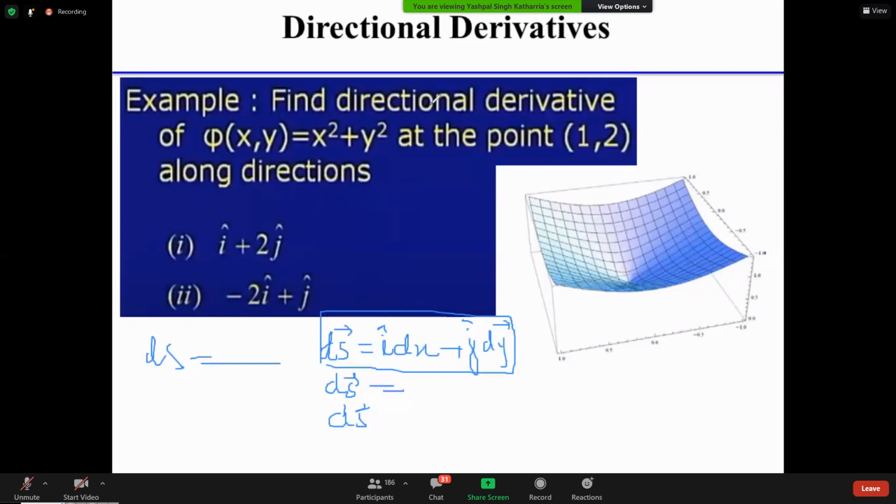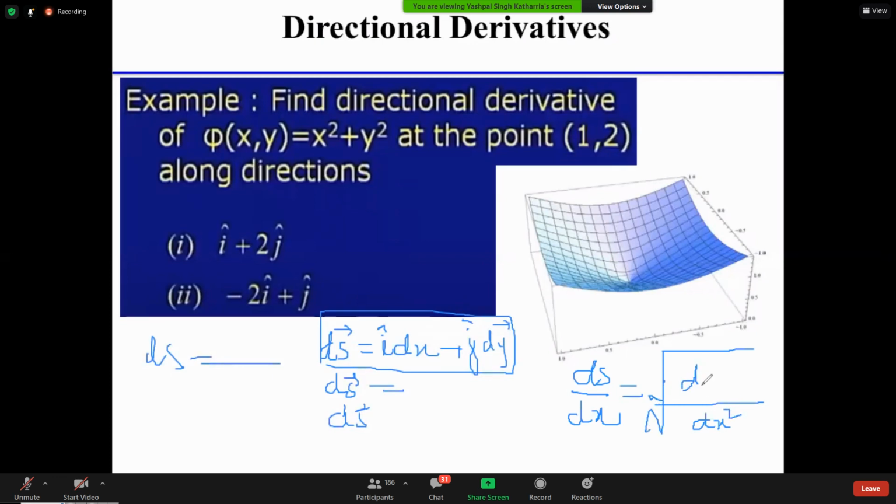After that, ds equals under root dx square plus dy square. Yes, so what did we do after that? We divided both sides by dx. So dx square plus dy square here, and when you divide by dx, you will have this whole thing divided by dx. If you take it inside the square root, we will get the square of it.